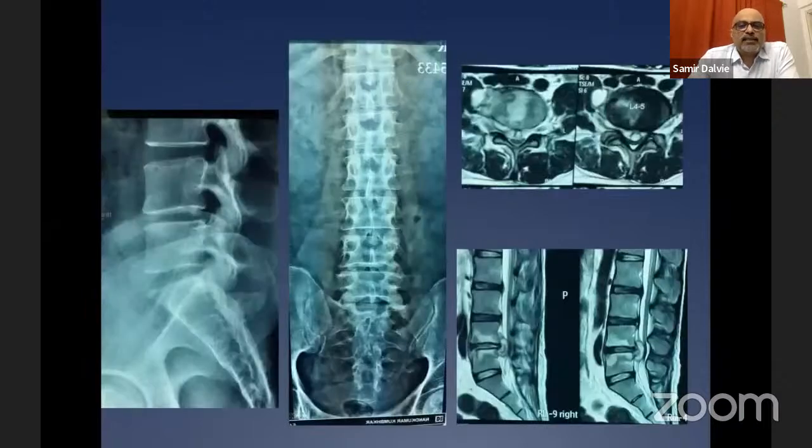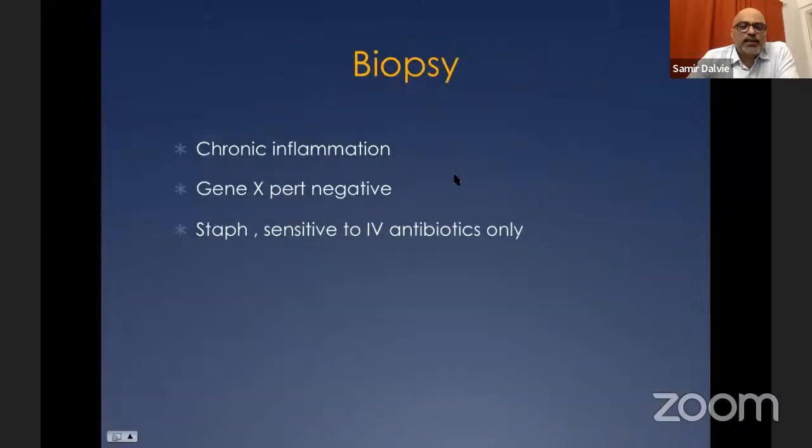So this is the X-ray which we have seen, and this X-ray we have seen previously. This is the MRI as well, which is showing a paradiscal lesion. It is showing soft tissue. He's having leg pain because there is root compression. And the biopsy here was gene expert negative, and later on it showed a staph.